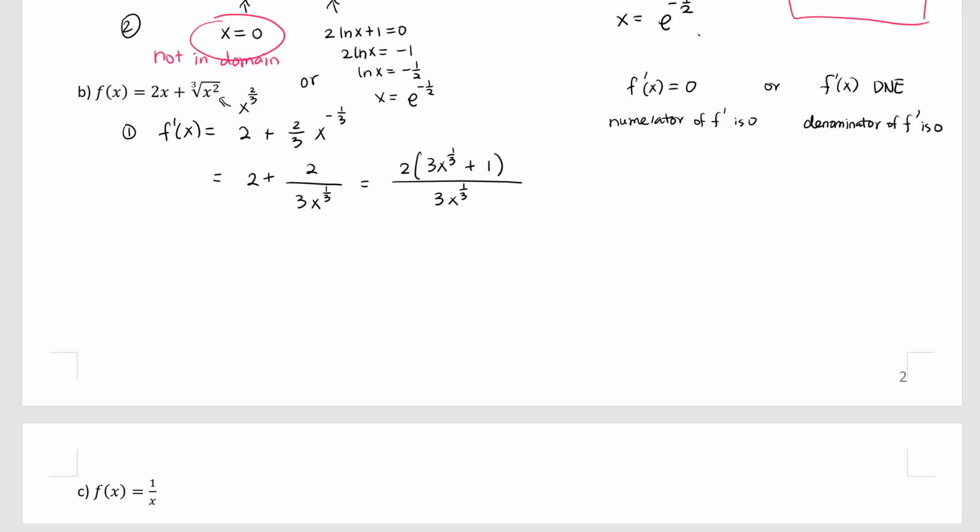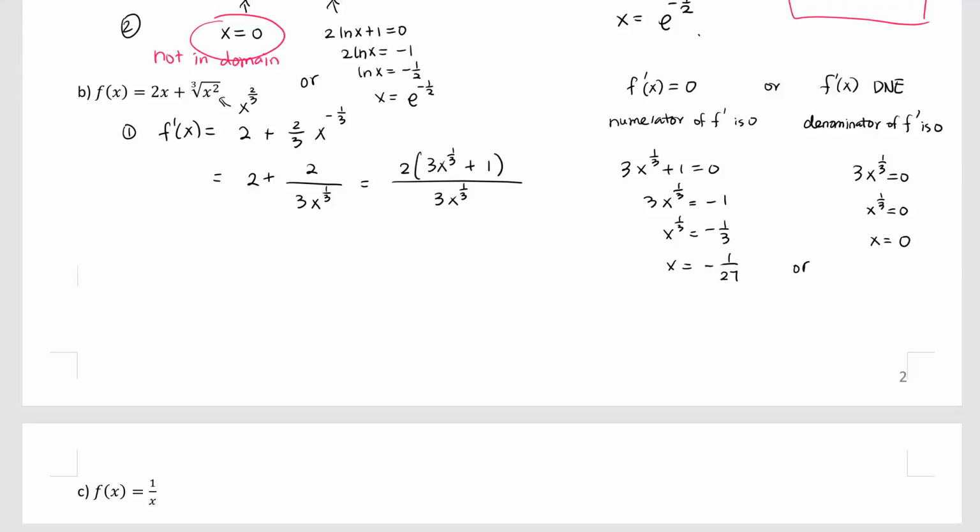Okay, so here numerator is 0, so we have 3x to the 1/3 plus 1 is 0. 3x to the 1/3 is minus 1. x to the 1/3 is negative 1/3. And what is x? We cube both sides. Negative 1 cubed is still negative 1. 3 cubed is 27. When the denominator is 0, so 3x to the 1/3 is 0. That's the same as x to the 1/3 is 0. So what is that? 0.